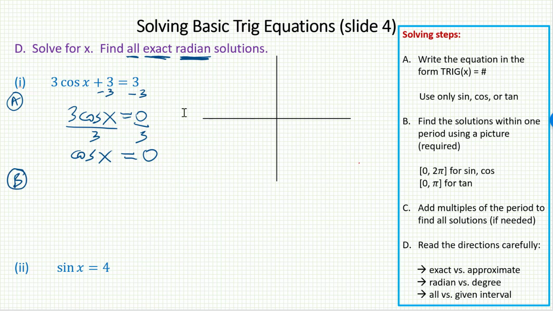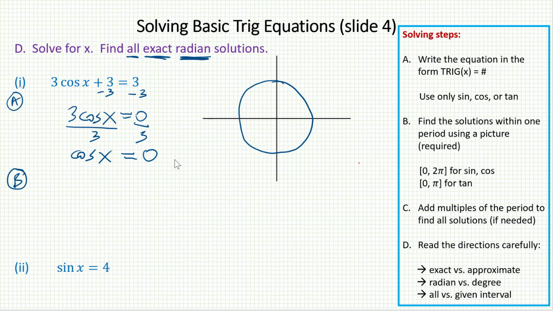cosine ratio of 0 or 1, I know I can't draw a triangle picture for that. I'm going to have to draw a unit circle picture. In other words, I'm going to have to think of that 0 as a coordinate more than a ratio. Let's see, I want to find all the places within one period that have a cosine coordinate of 0.